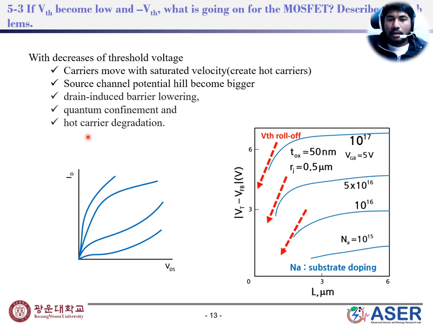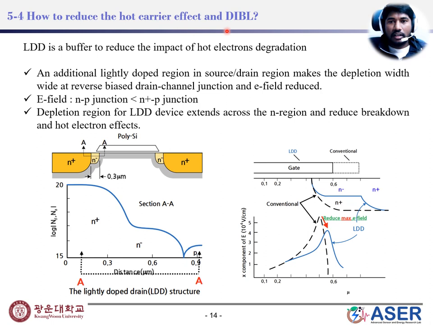How to reduce the hot carrier effect and ripple? For reducing the hot carrier effect, we can apply LDD. LDD means lightly doped drain. An additional lightly doped region in the source and drain widens the depletion width at reverse bias at the drain-channel junction.